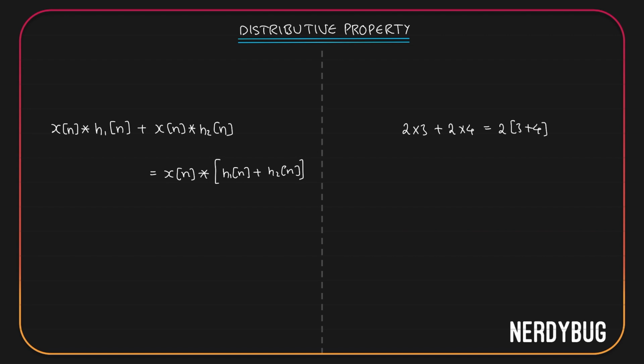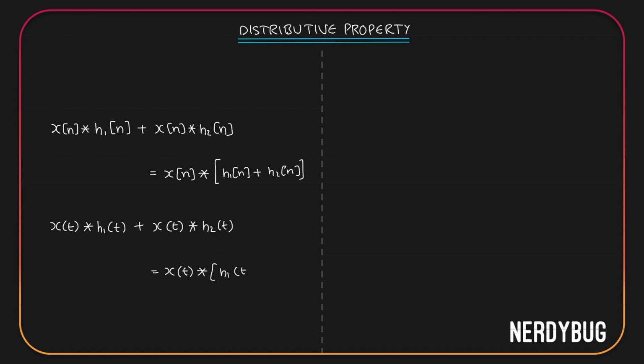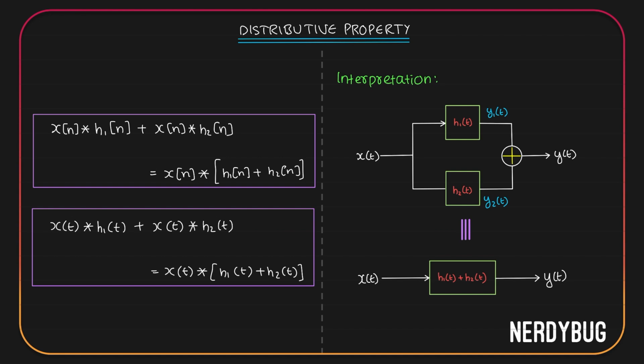Right. Similarly, we can write in a continuous time LTI system convolution of x of t and h1 of t plus convolution of x of t and some h2 of t. This will be the same as taking convolution of x of t with the sum of h1 of t and h2 of t. This can be interpreted better using block diagrams.